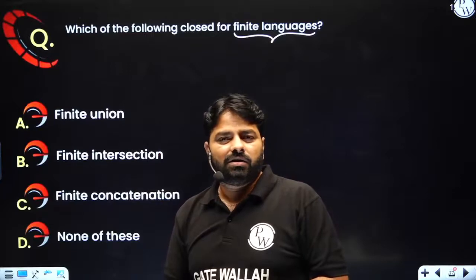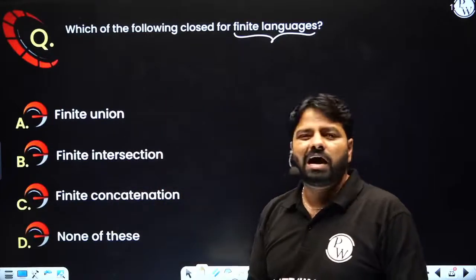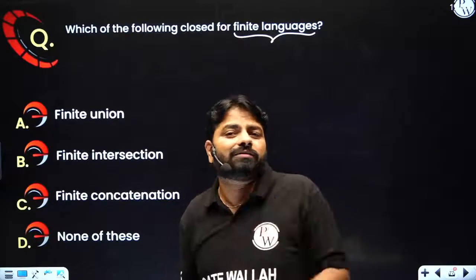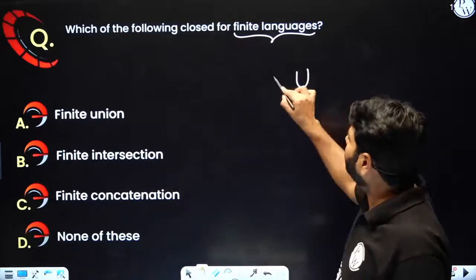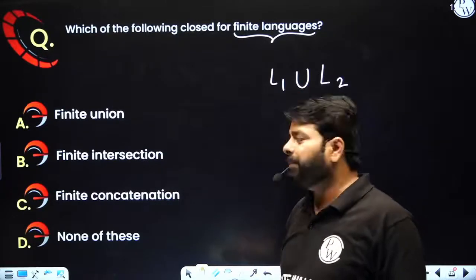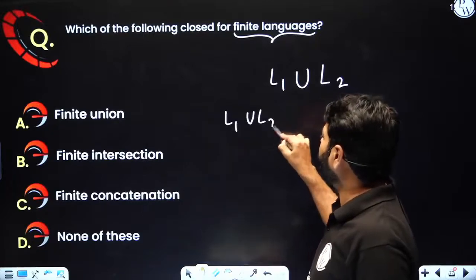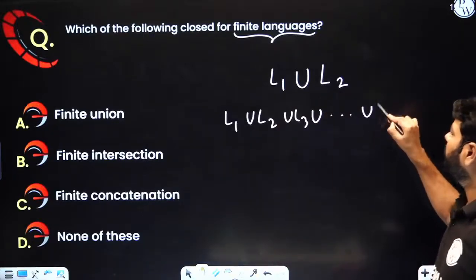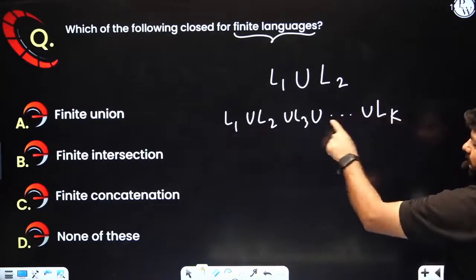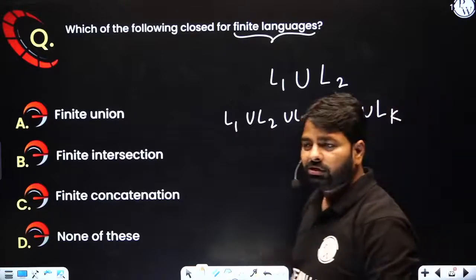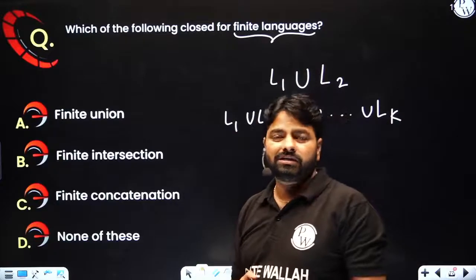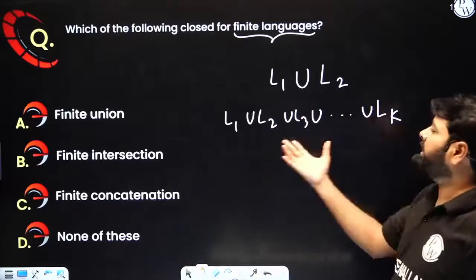It means I have 100 finite languages. After doing the union, will I get a finite language? How many languages are you taking? Not 2 languages. Normally union is a binary operation, right? But this finite union is not binary. You can take L1 union L2 union L3, up to k number of languages. So finite union means that union is applied many times, but finitely many times. This is the main difference: union is binary, but finite union is k-ary, where you have k inputs.